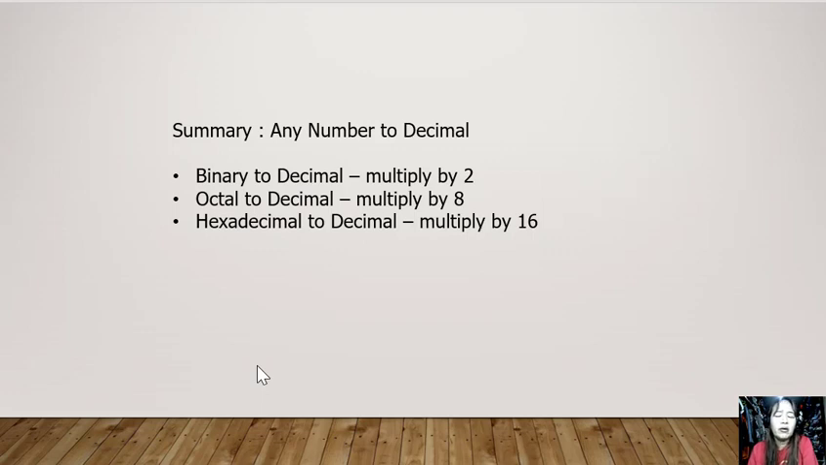And if you have more digits to the right, that would be -1, -2, -3, depending on its position. And if it's octal to decimal, we simply do the same, but since it is octal, it has a base of 8, and so we do the same thing using a base of 8. And for hexadecimal to decimal, that's also practically the same thing, but this time we use 16, not 8, not 2.